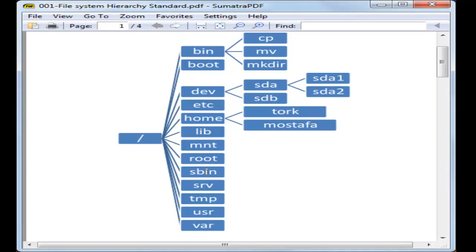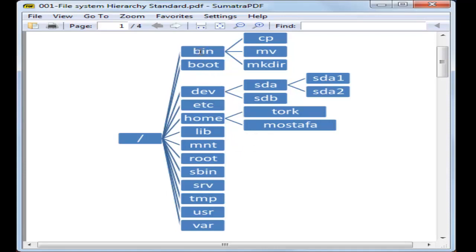It is like the basement of a house or the root of a tree. And from this tree are the branches, which in here will be the directories and files and any other thing in the Linux operating system.